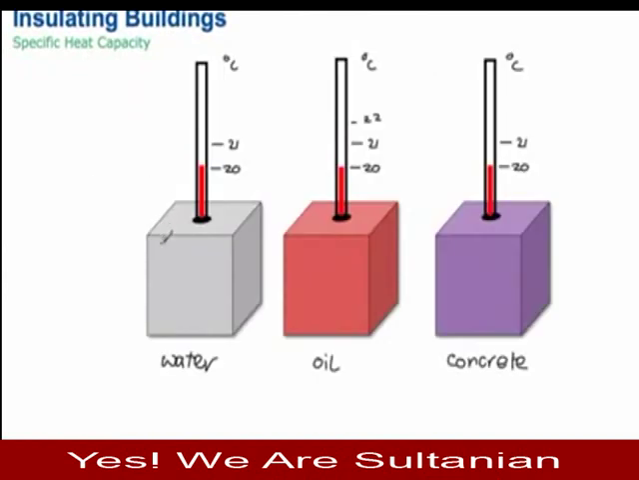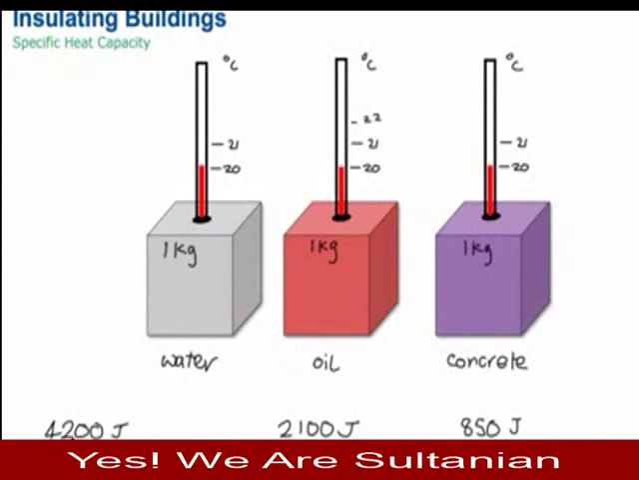Imagine we've got three substances. We've got water, oil and concrete, and they are all currently at 20 degrees centigrade. Now all of these different materials have different specific heat capacities. In other words, they require different amounts of energy to raise their temperature by 1 degree Celsius. Now it's important to mention that each one of these is 1 kg. So these three substances, we have 1 kg of each, and it takes different amounts of energy to raise their temperature by 1 degree centigrade. And let's have a look at what I mean.